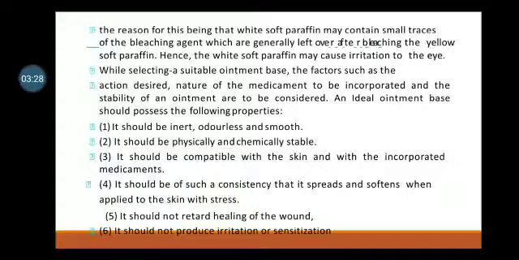An ideal ointment base should possess the following properties. First, it should be inert, odorless, and smooth. Second, it should be physically and chemically stable. Third, it should be compatible with the skin and with the incorporated medicaments. It should be of such a consistency that it spreads and softens when applied to the skin with stress. It should not retard healing of the wound. It should not produce irritation or sensitization.